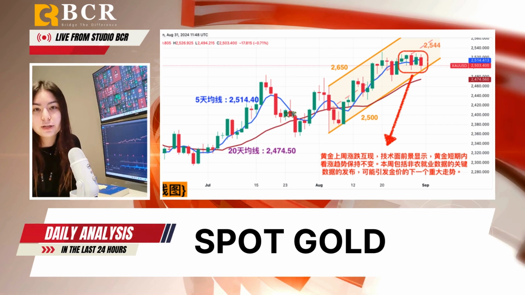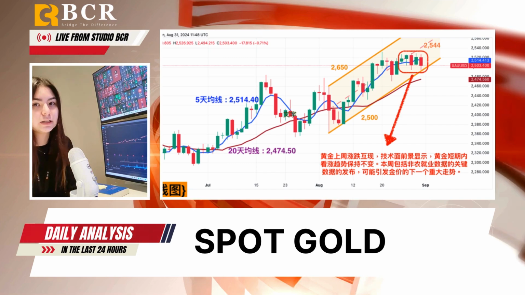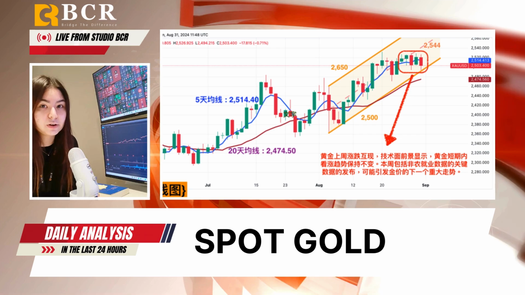And then lastly, for gold, last week the price closed slightly lower by 0.40%, but managed to hold above the 2,500 ounce mark. This week, market attention will focus on the upcoming US ISM data and the non-farm payrolls report, which could spark significant movements in the gold market. Gold briefly dipped below 2,500 last week due to the US dollar recovery, but quickly rebounded.